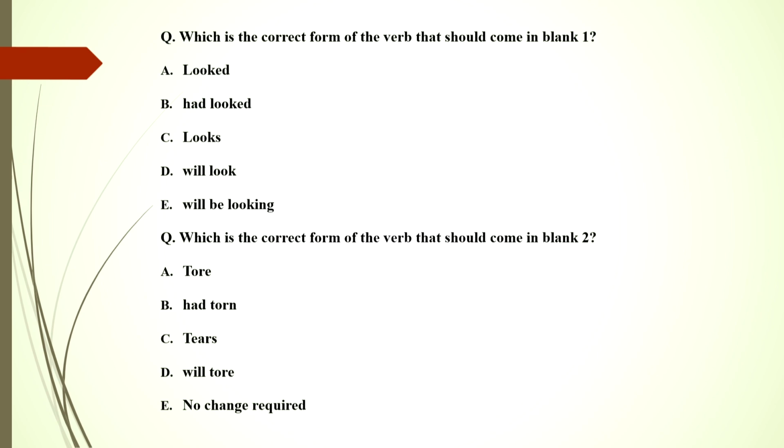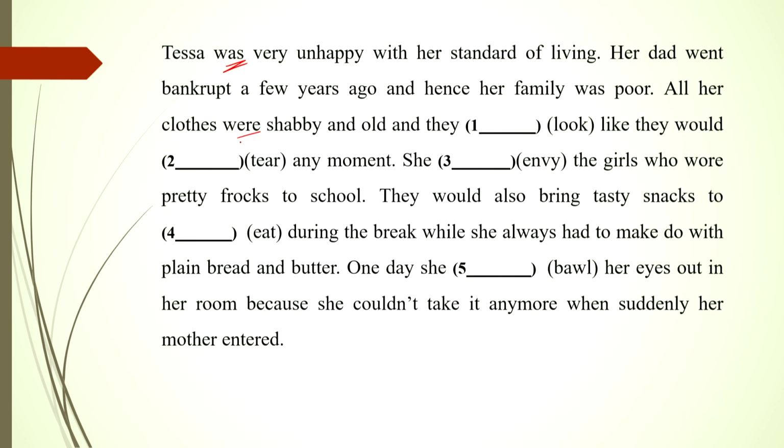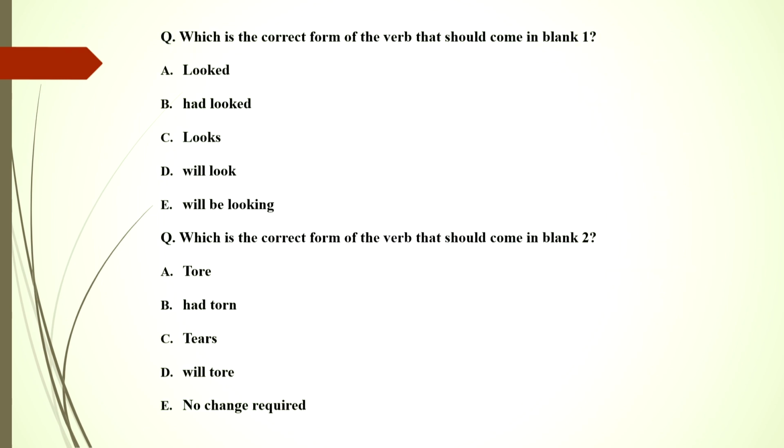Which is the correct form of the verb that should come in blank 1? So, on reading the passage carefully, notice that verbs like was and were are used before, hence the passage is written in past tense. So, clearly most of the verbs will be in the simple past tense or other forms of past tense. So, here the simple past tense of the verb look, which is looked, would fit in the blank. Hence, option A is the correct option. Other options are wrong as they make the sentence grammatically incorrect. So, is it clear? Now, next question.